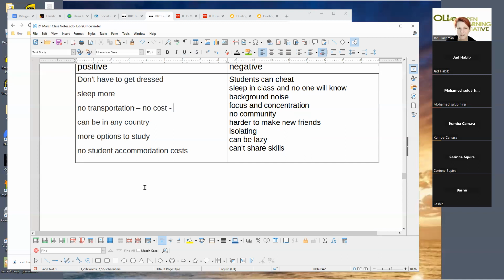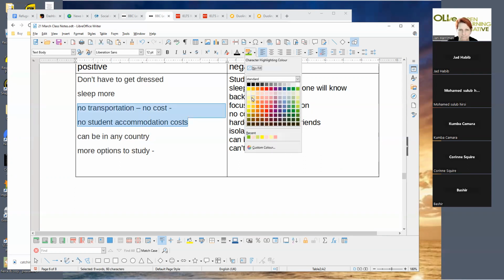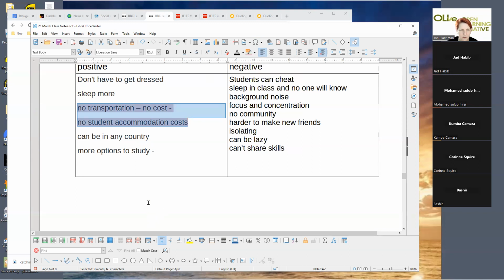And what's another thing that you can talk about with transportation? I will go with more options to study because everyone will think about the countries. Yep. Well, three of these is really good. So if we talk about transportation as in costs, we could also include the accommodation costs, right? As part of that section. So we could link those two together, right? Yeah. So I'm gonna just link those two together that way.